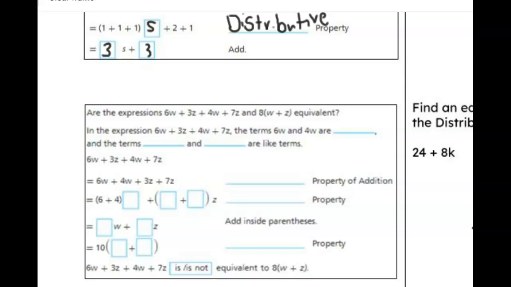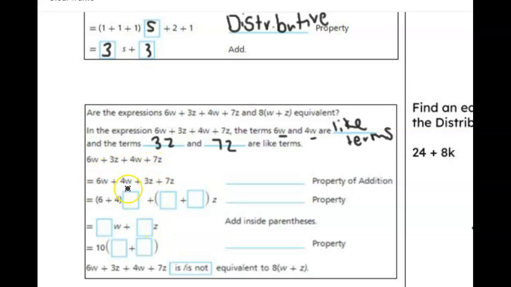Okay, let's look at the next one. Are the expressions 6w plus 3z plus 4w plus 7z and 8, and then in parentheses, w plus z equivalent? In the expression 6w plus 3z plus 4w plus 7z, the terms 6w and 4w are like terms because they both have a w at the end. To be like terms, they have to have the same letter. And the terms 3z and 7z are like terms.